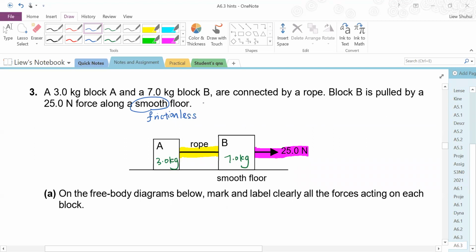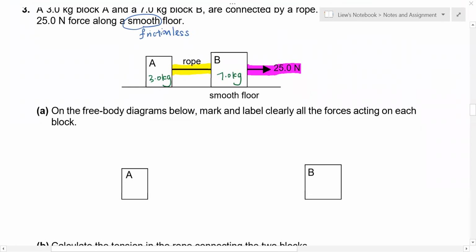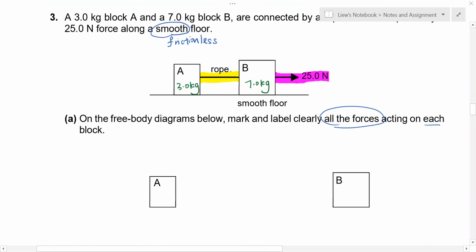On the free body diagram below, mark and label clearly all the forces acting on each block. Take note that when there is a rope, then there should be tension, right? So tension always points away from the object. So at this point over here, where the rope is connected to A should experience a tension pointing away from A.